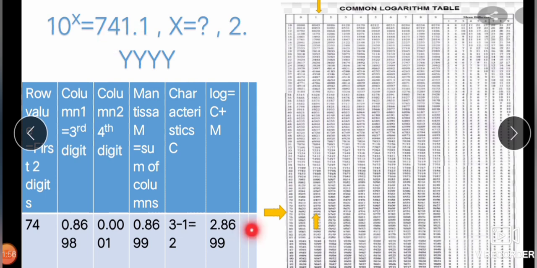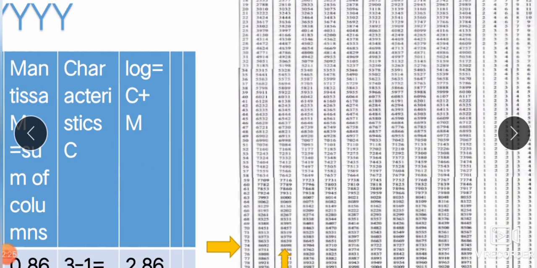741.1, and adding characteristics, this characteristic that we have calculated orally by rule, and mantissa we see here under these columns. Add these characteristics and mantissa and we get total log of this number 741.1 to the base 10. Let us see, search for the row of 74.